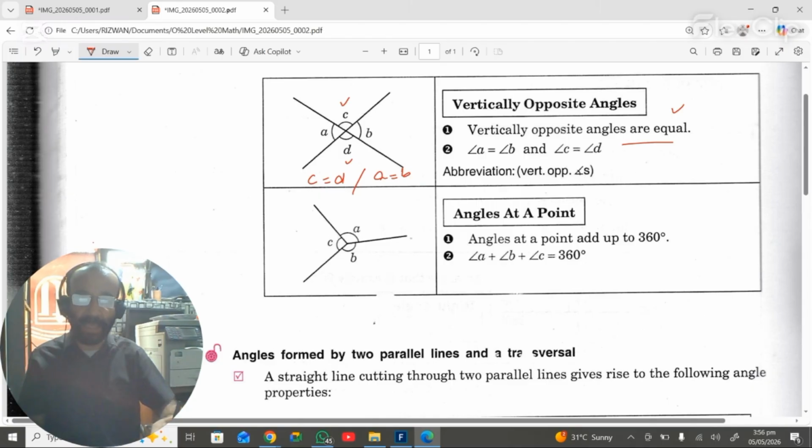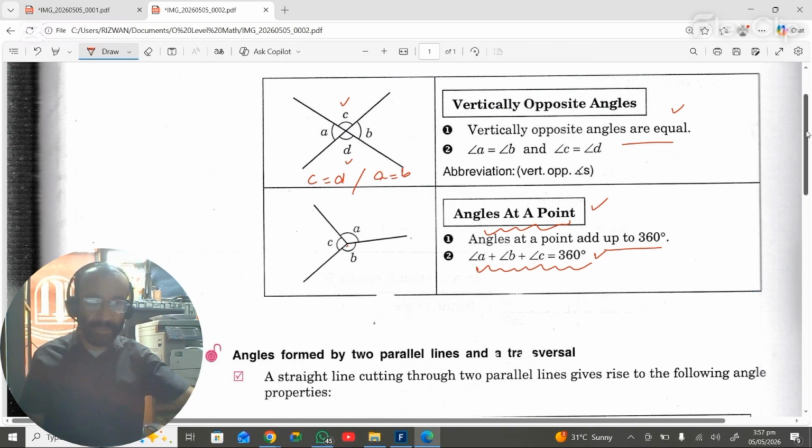Next is a type that is angles at a point. So look now, this is a point and all the angles around it are given. So the angles at a point, the sum is 360 degrees. So angles at a point add up to 360 degree.